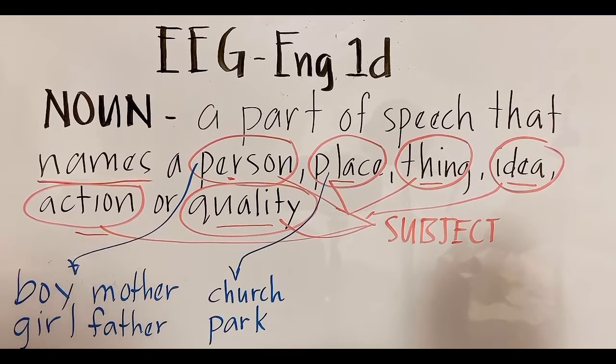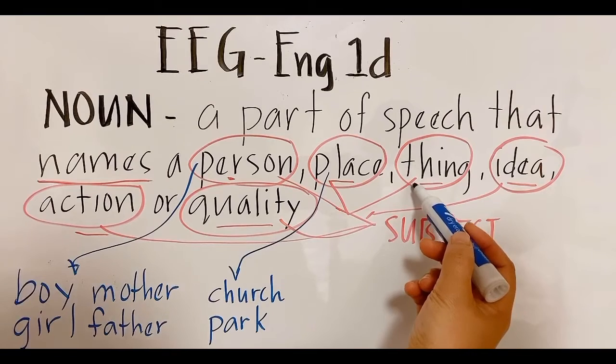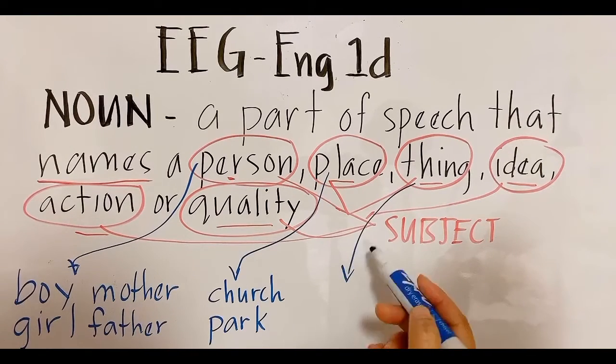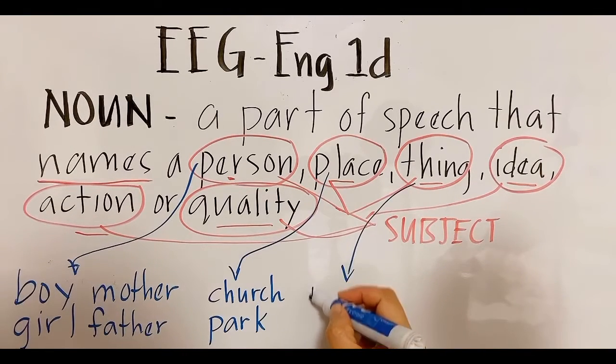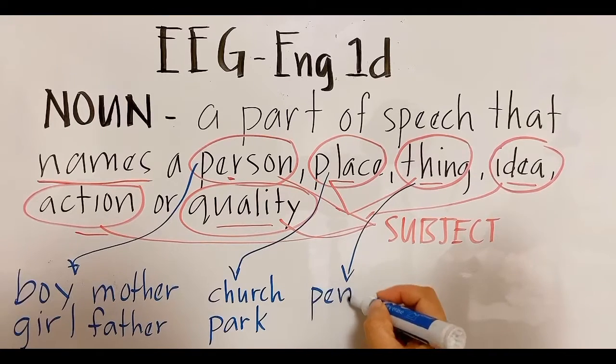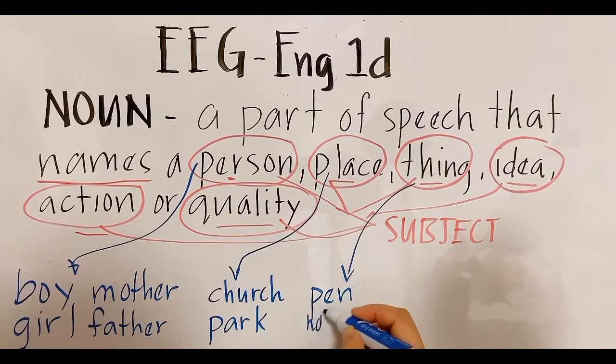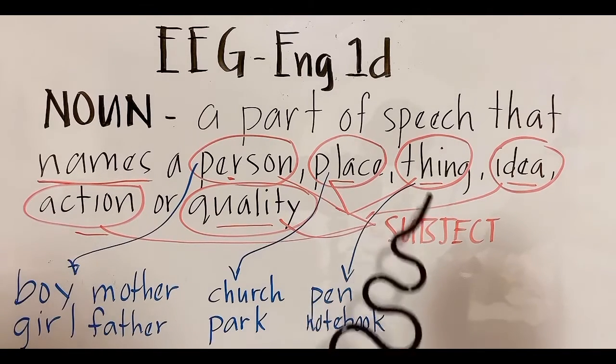Now how about thing? Let's give examples. Can be a pen, notebook. What else? Paper, umbrella, jacket, sweater, shoes, clothes. As long as it's a thing.